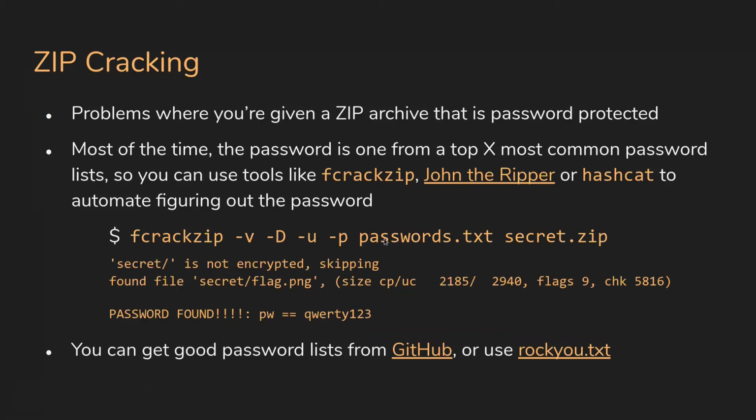Basically, you're giving it this password list, which is just like it sounds, a list of a bunch of passwords that it's going to try. And then you're trying it on the secret.zip file. So it'll basically run and it'll find the password. In this case, it was QWERTY123. You can get good password lists from GitHub or RockYou, which is the de facto password list. It's a few gigabytes, which, if you think about how big text files usually are, is huge. It has a ton of passwords in it.